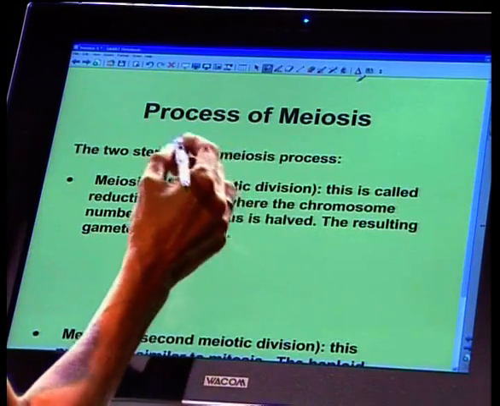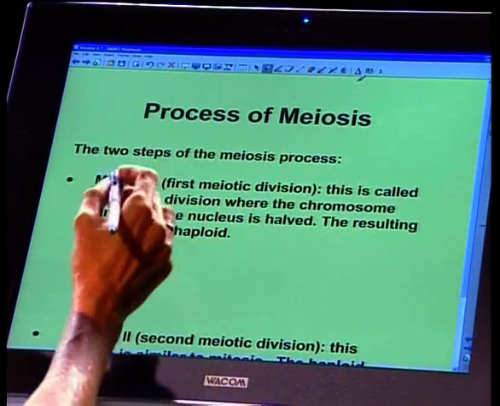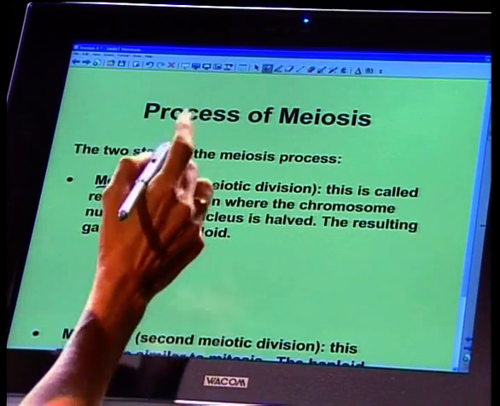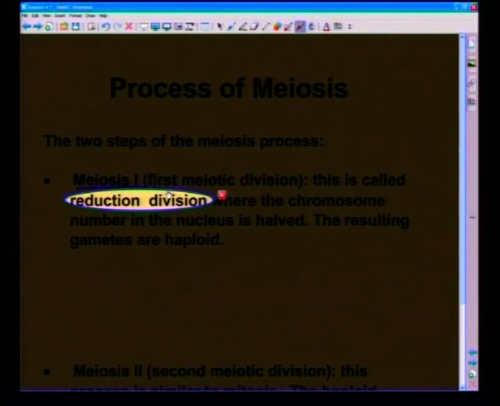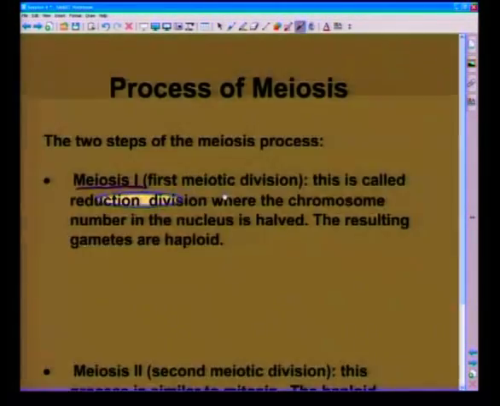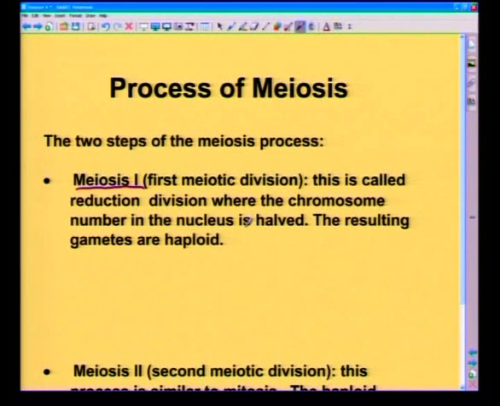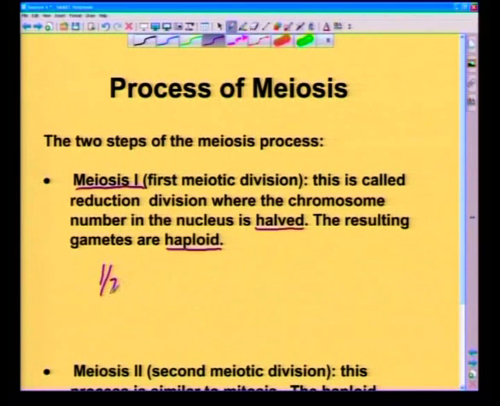There are two steps of the meiosis process. Number 1, you have meiosis 1, and that's your first meiotic division. This is called reduction division. Why reduction division? Because you are halving the chromosomes. So you're going to end up with the nucleus halved. We have half the chromosome number. The result is 2 gametes that are haploid. Remember, if it is half the chromosome number, then it's going to be haploid.